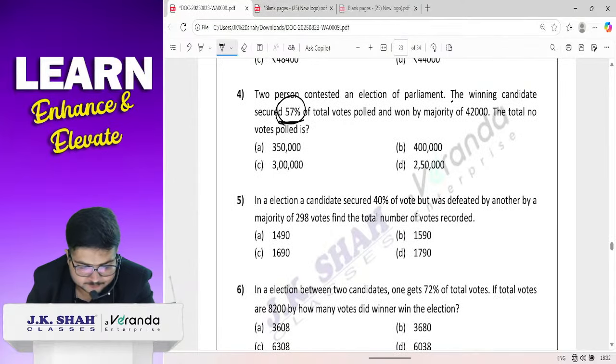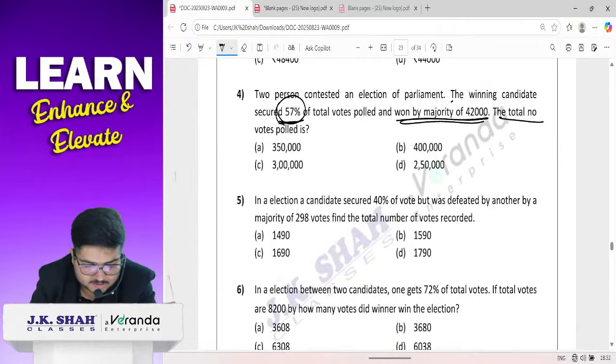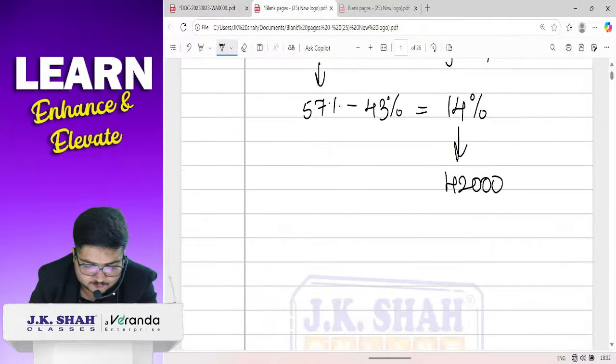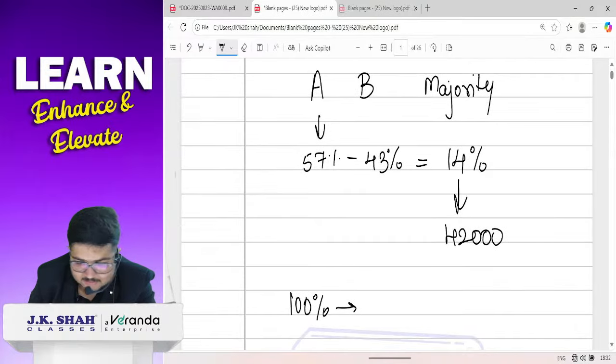Now what is the value given to you? Majority is 42,000. Majority is 42,000 means this value is given to you, 42,000. You have to find the total number of votes. What are the total number of votes? Total number of votes means 100%. You have to find that out. Now please pay attention here.